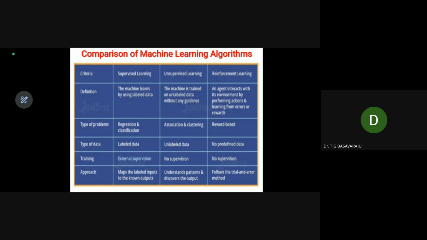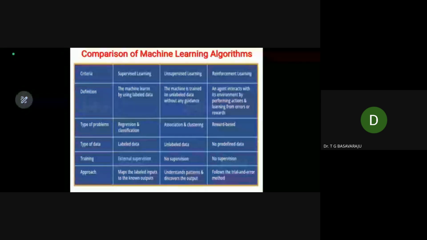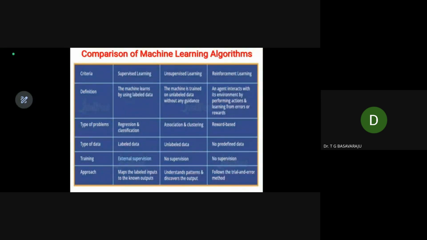And in unsupervised learning, machine is trained on unlabeled data without any guidance. Association and clustering are the two types of problems it's going to solve, and unlabeled data is there. So no supervision is required. So it has to understand the pattern and discover the output by itself.